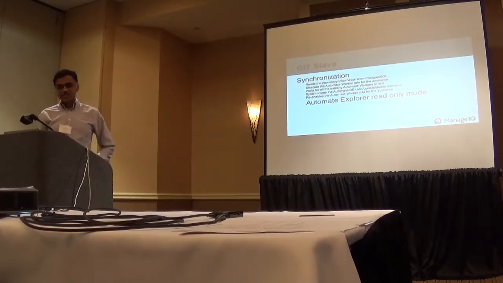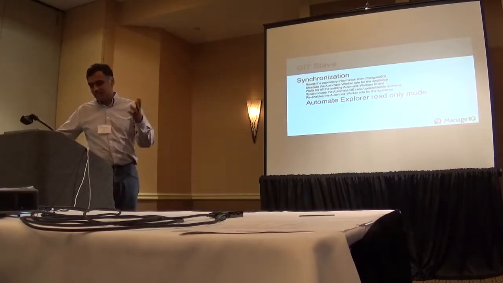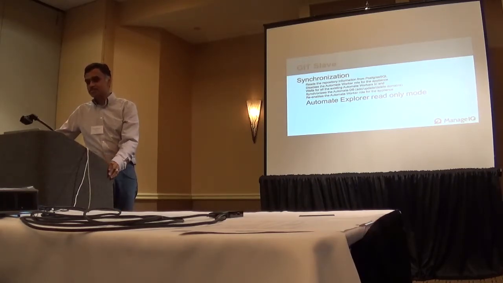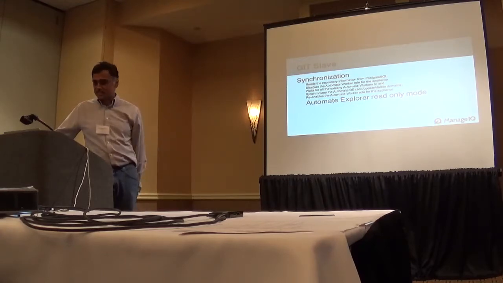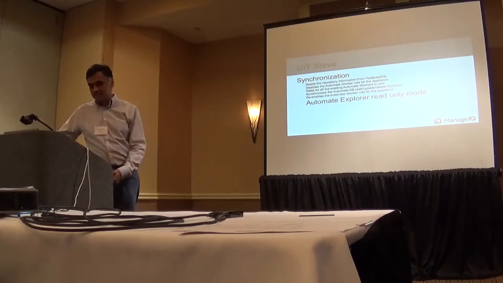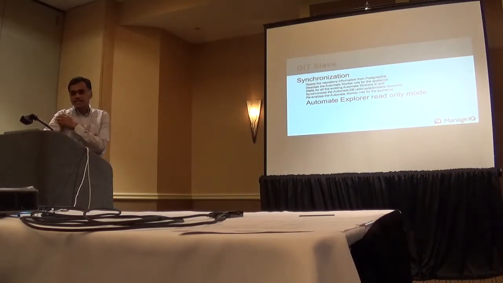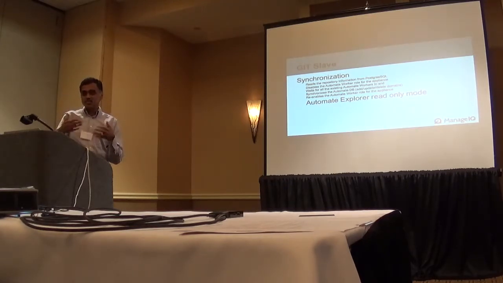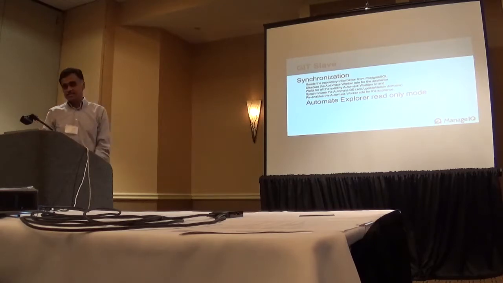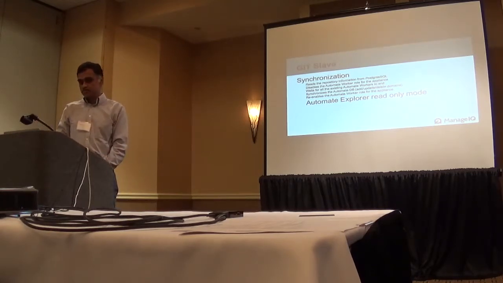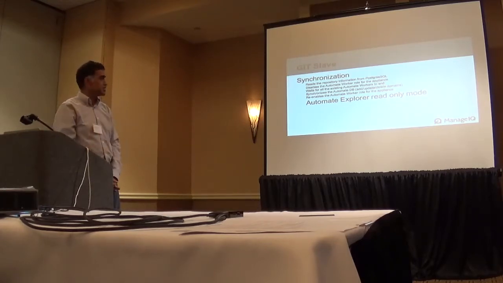So the git slave was the one responsible for doing the synchronization. It would read the repository information from Postgres. If you are not using the commit shell, it can disable the automate worker role for the appliance, wait for the existing automate workers to end, then synchronize the database, and then re-enable the automate worker for the appliance. If we change it so we can run with the commit shell, then you don't have to disable. The automate explorer in this scenario would be in a read-only mode when you log into this particular git slave.